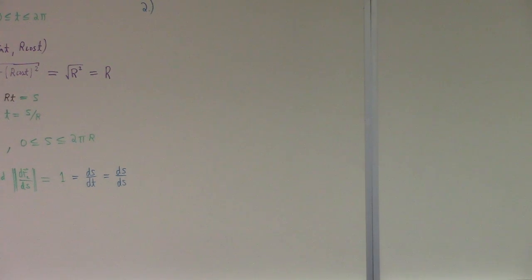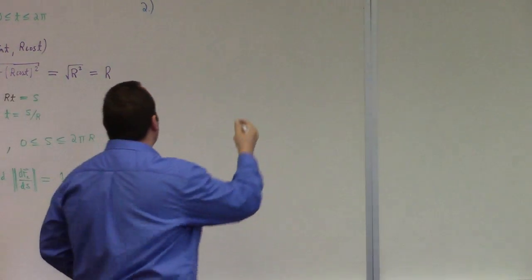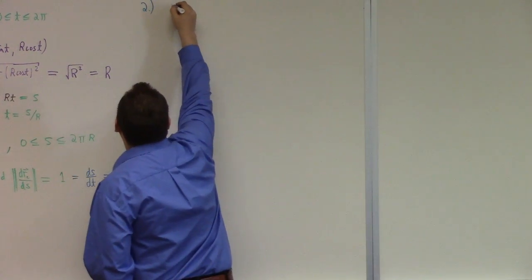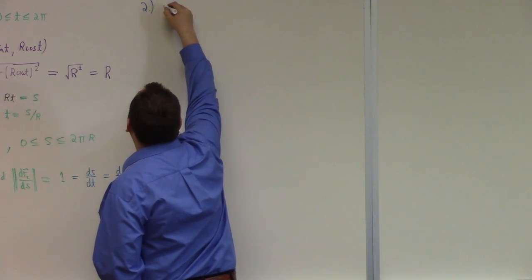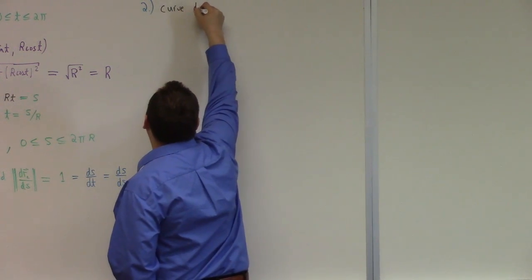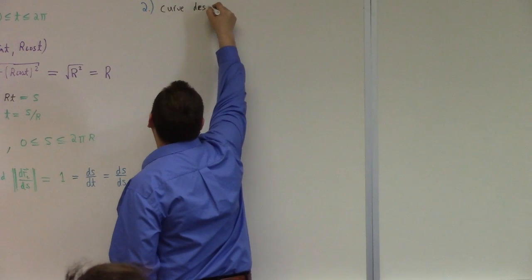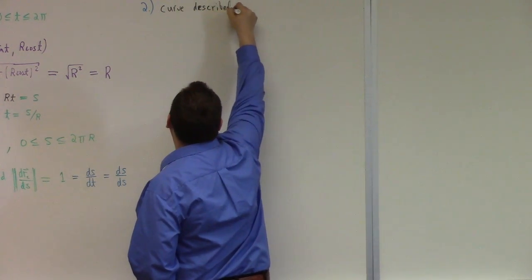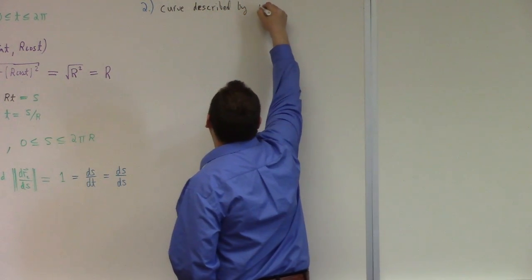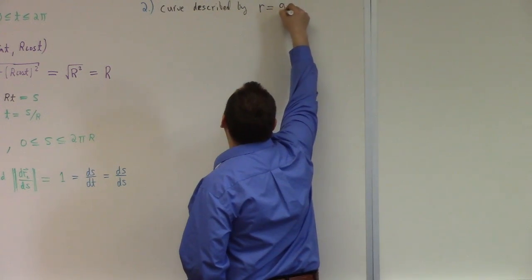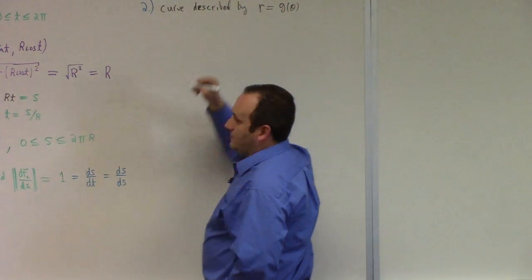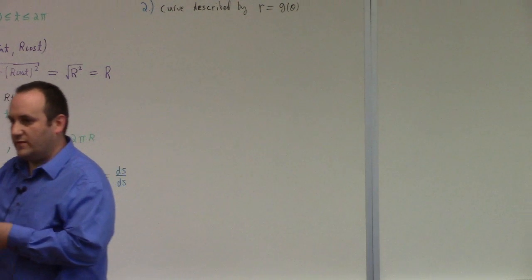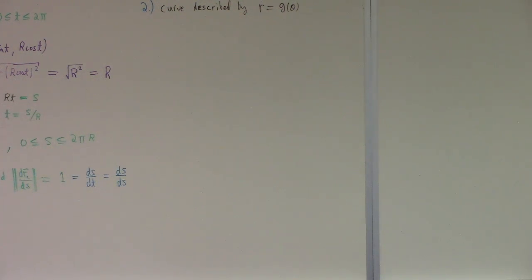I don't know if this is in the book as it ought to be. What if you have a curve described by r equal to, say, g of theta? In other words, you have a curve described in terms of polar coordinates. How would you calculate the arc length of such a curve? What's a good way to do it?